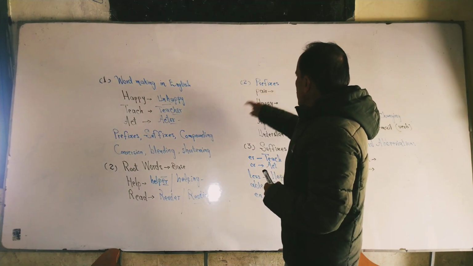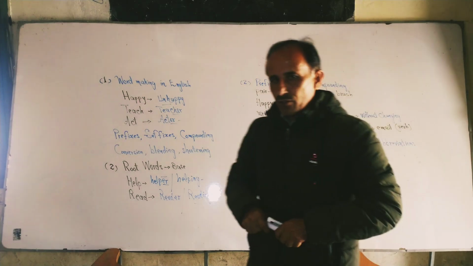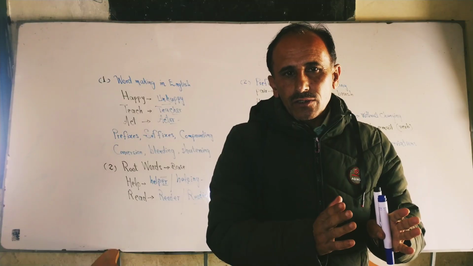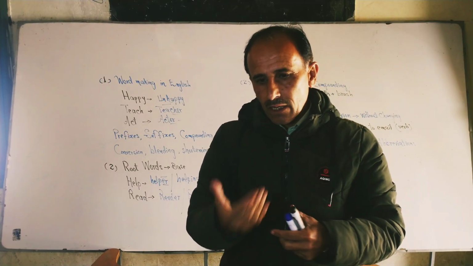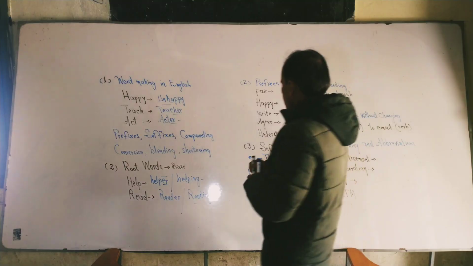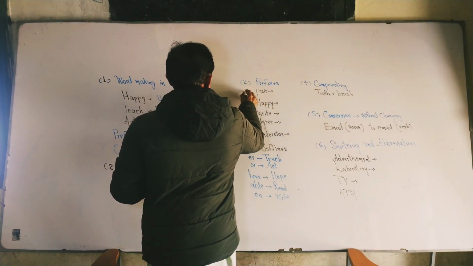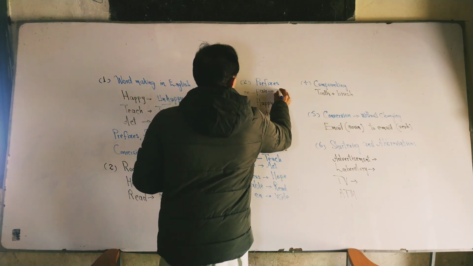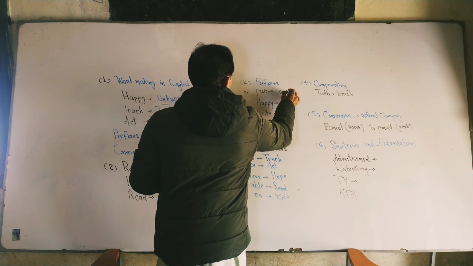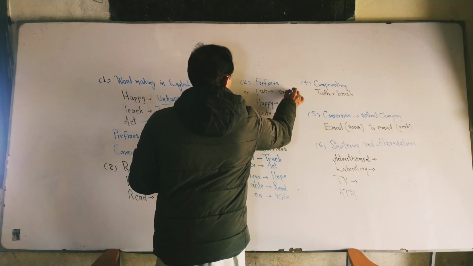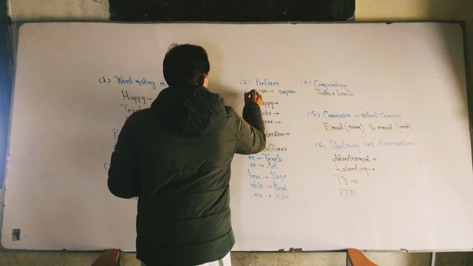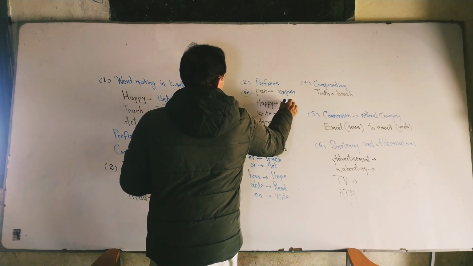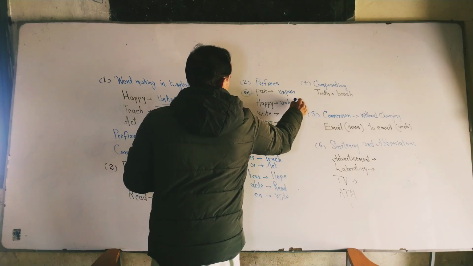So, prefixes. Prefixes are those letters which we add at the beginning of a word, and it becomes a new word. For example, fair, unfair, a new word. So it is called a prefix. Happy, unhappy. The meaning also changed.